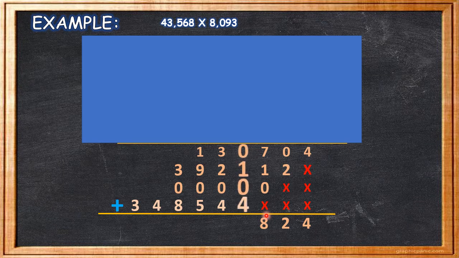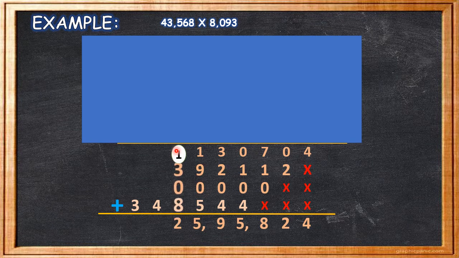Now thousands place. 0 plus 1, 1. 1 plus 4, 5. Now 10,000s place. 3 plus 2, 5. 5 plus 4, 9. Now after this, lakhs place. 1 plus 9, 10. 10 plus 0, 10. 10 plus 5, 15. 5 here and carry over 1 here, children.